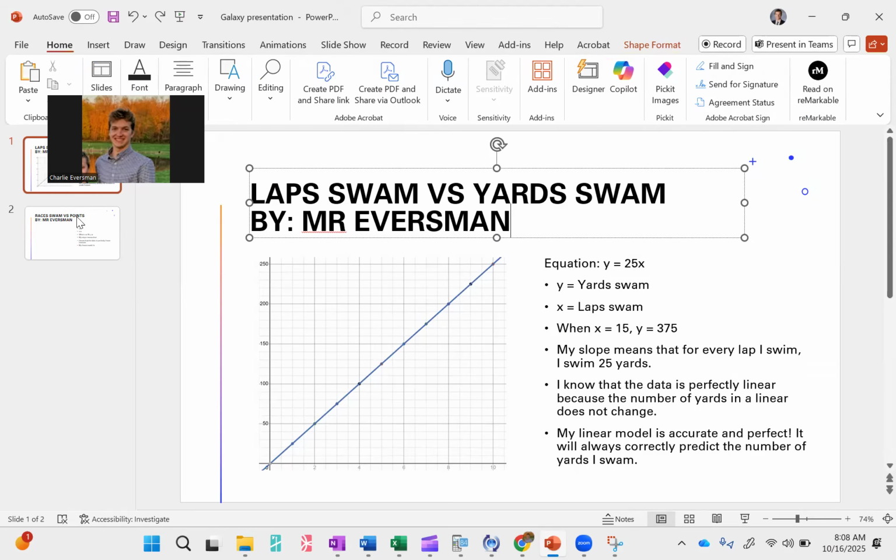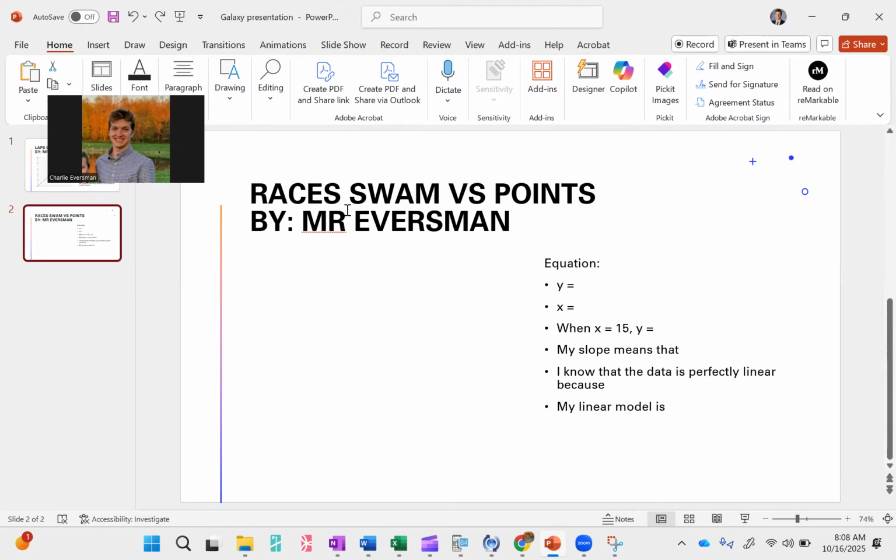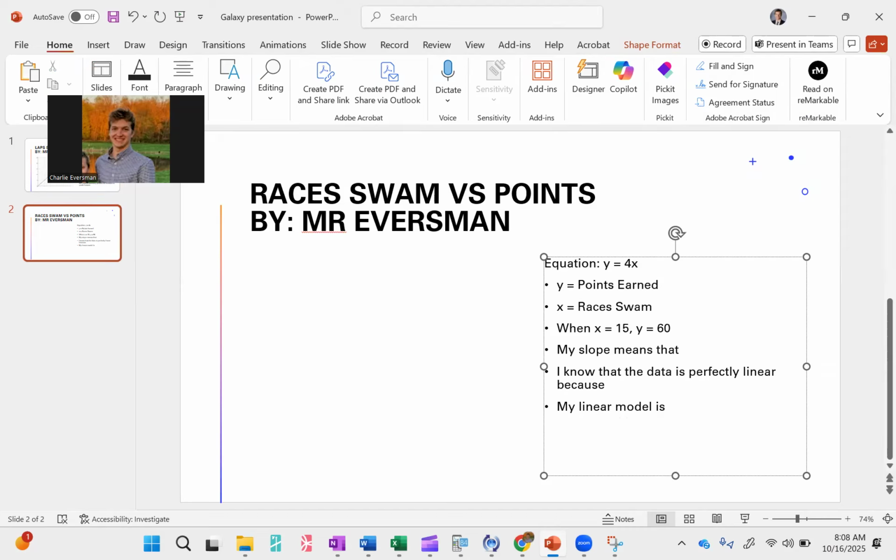Sweet. And then maybe if I were doing the other one, right, this is for the not perfectly linear data, my equation, what we said was y is equal to 4x. I found that by calculating the slope and identifying the intercept. My y, what's my dependent variable? That's the number of points that I'm earning, right? What does that depend on? My independent variable, which is races swam. So the number of points that I'm earning is dependent on the number of races swam. When I plug in 15 for x, I find out that I earn 60 points.